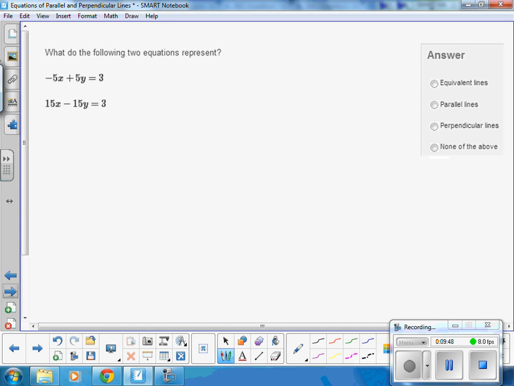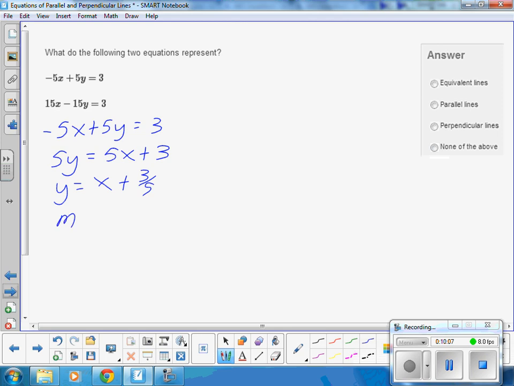Starting again with the top equation, negative 5x plus 5y equals 3. I have to add 5x to both sides, so I get 5y is equal to 5x plus 3. Divide everything by 5. Y equals x plus 3/5. My slope is 1. My intercept is 3/5.